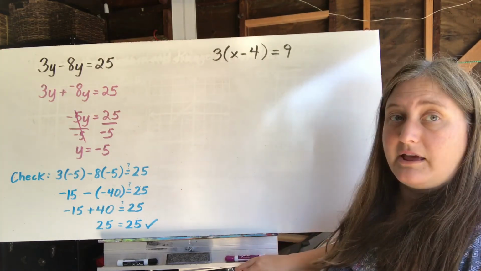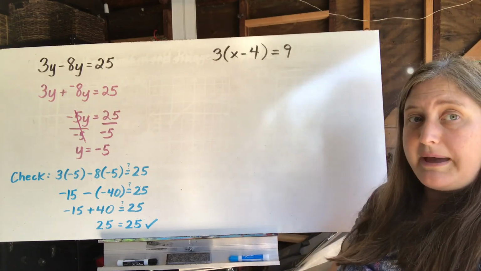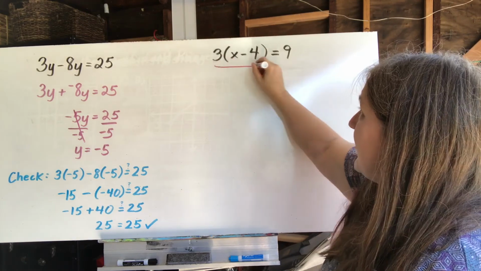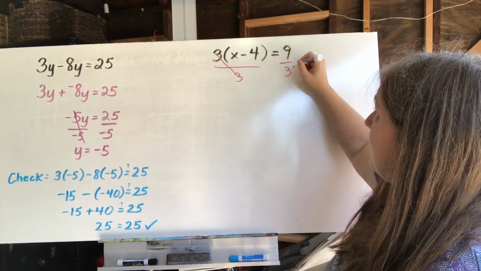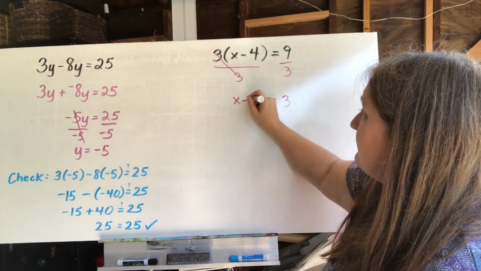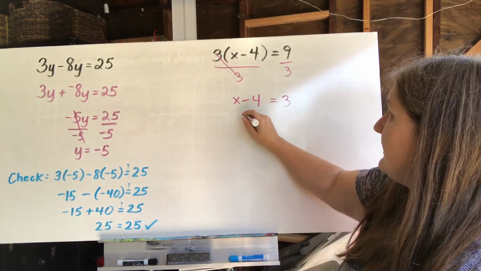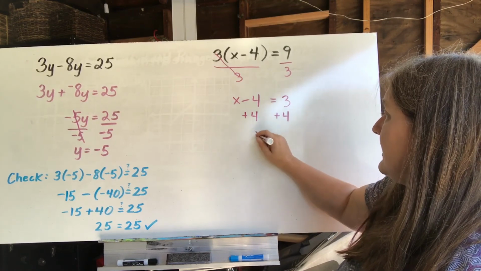Let's try one more together. So this time we've got some grouping symbols. And remember, we're working backwards. So I'm actually going to get rid of this times 3 first by dividing by 3. It cancels out. So 9 divided by 3 gives me 3, and I'm left with just x minus 4, the problem that was inside my grouping symbol. Now I'm going to add 4 to each side to get rid of this minus 4, and I get x equals 7.